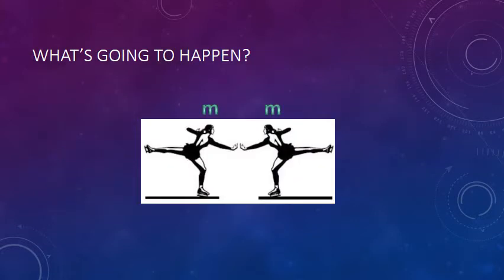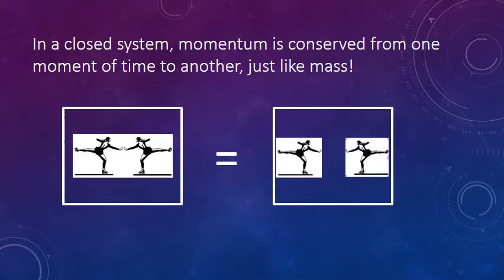So let's look at a simple explosion example and see if we can predict what's going to happen in this scenario. So we have 2 ice skaters with equal masses, and they're going to push off from each other, sending each other in opposite directions. So if we think about their velocities, they're going to have the same magnitude, but one is going to be moving in a positive direction and the other is going to be moving in a negative direction. So let's investigate why this is.